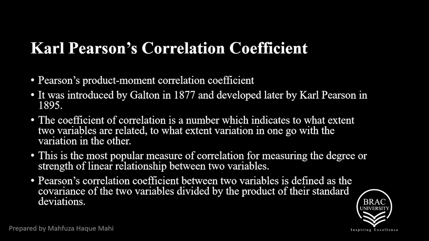The coefficient of correlation is a number which indicates to what extent two variables are related. This is the most popular measure of correlation for measuring the degree or strength of linear relationship between two variables. Pearson's correlation coefficient between two variables is defined as the covariance of the two variables divided by the product of their standard deviations.